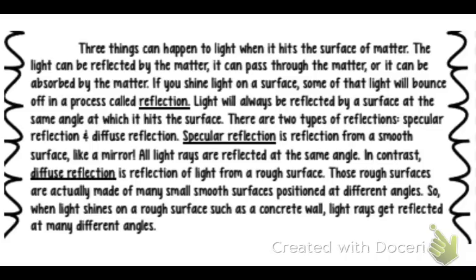There are two types of reflections: specular reflection and diffuse reflection. Specular reflection is a reflection from a smooth surface, like a mirror. All light rays are reflected at the same angle. In contrast, diffuse reflection is a reflection of light from a rough surface. Those rough surfaces are actually made of many small, smooth surfaces positioned at different angles. So when light shines on a rough surface, such as a concrete wall, light rays get reflected at many different angles.